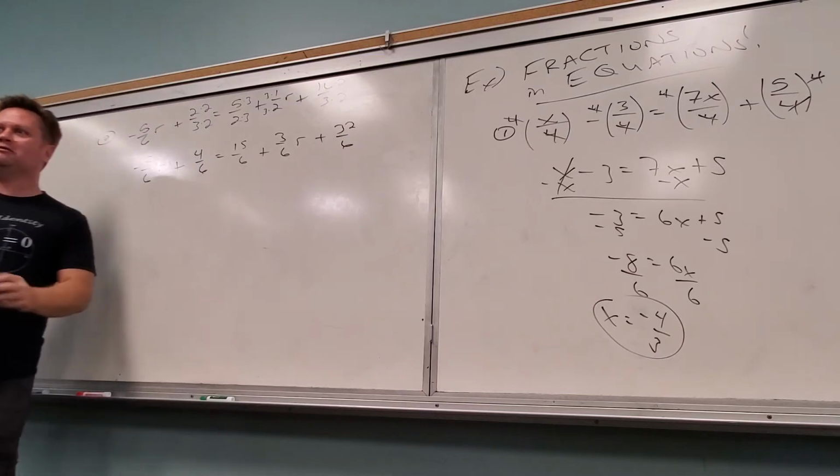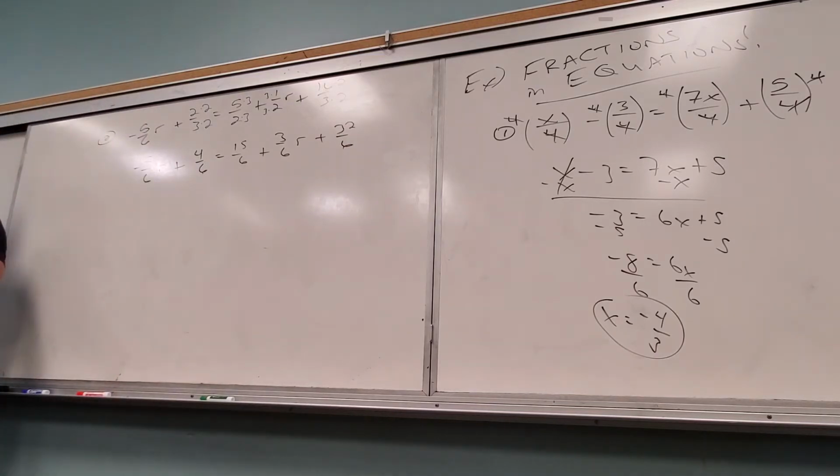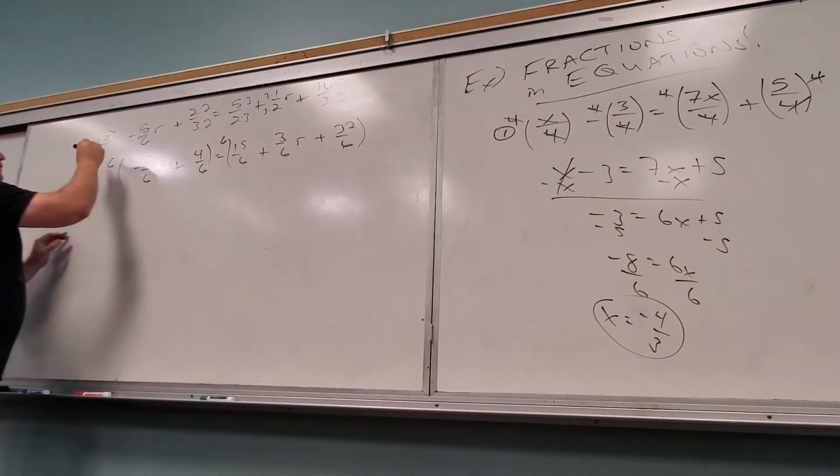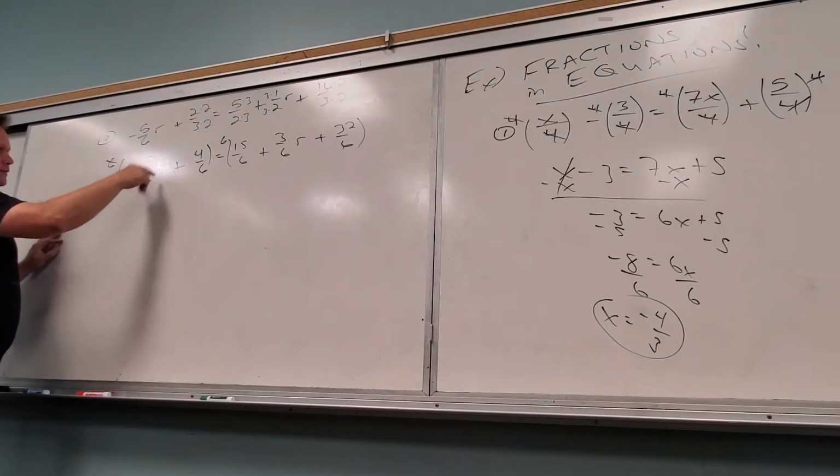And what's the great thing you can do now? Multiply both sides by 6. So hopefully at this point, I don't have to put it next to everybody. That 6 cancels, it distributes and kills that 6, it kills that 6.